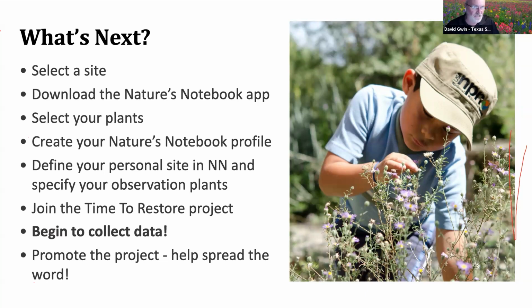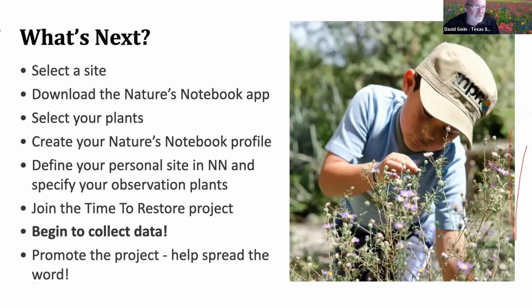Once you've selected your site, do that in your head first, because that will help you frame how you move forward. If that's your front flower bed or a naturescape where you volunteer or work, go ahead and download the Nature's Notebook app from your app store, whether Android or iPhone, whichever you use. Go ahead and select your plants in your mind next.